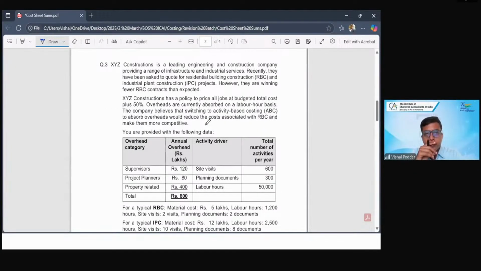Once this is done, let us move ahead. Now, the next sum is a question for construction cost sheet. So first one was job cost sheet. Now this second one is construction cost sheet. Let us go to this second question to understand what are the nuances.